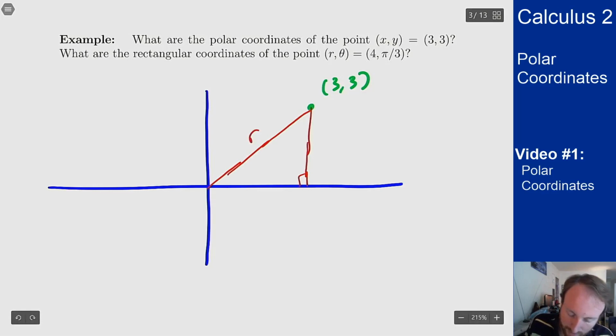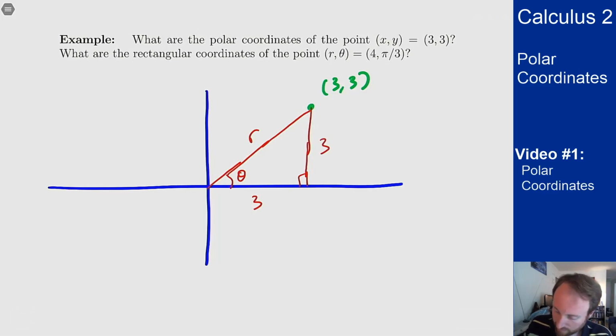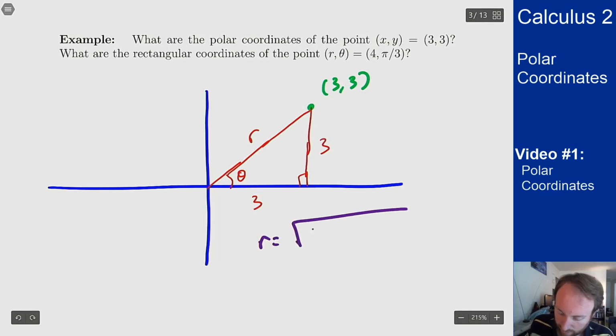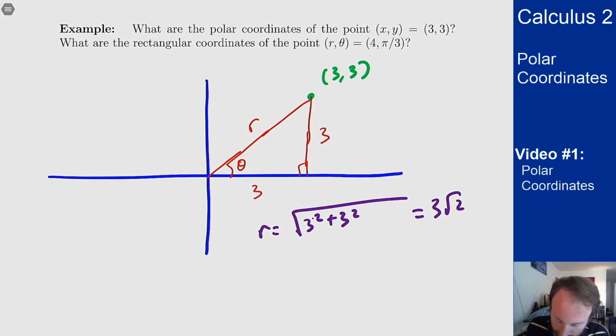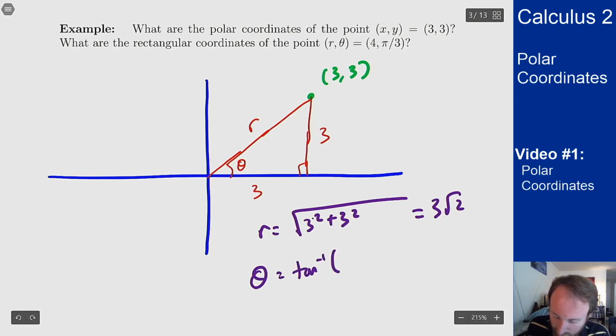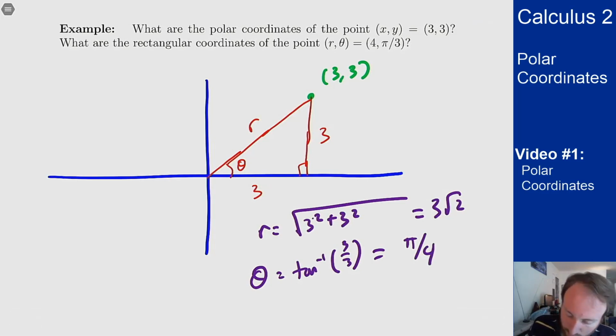This should be my r, and this should be my theta. And what do I know? I know this side is 3, and this side is 3. That gives me all I need to figure out these coordinates. So r should be the square root of 3 squared plus 3 squared, which is the square root of 18, or 3 square roots of 2. And based on my triangle here, I know that the tangent should be 3 over 3, or 1, so theta should be the inverse tangent of 3 over 3, which we know is pi over 4. Inverse tangent of 1 is pi over 4. So in polar coordinates, this point is written 3 square root of 2, pi over 4.